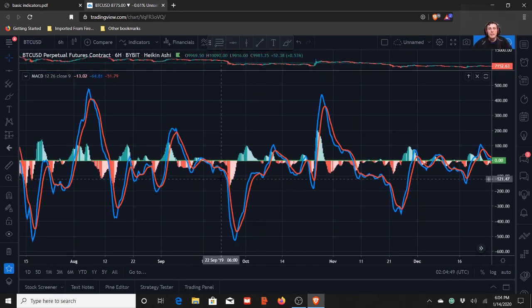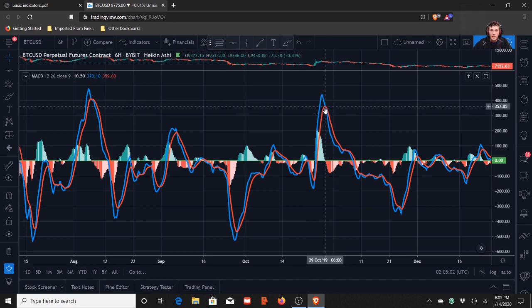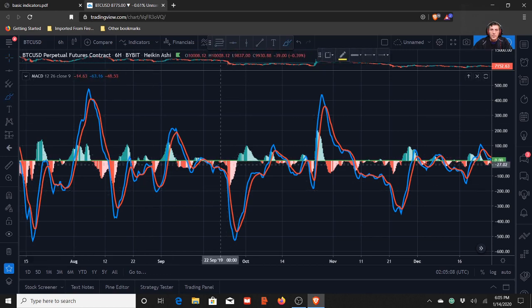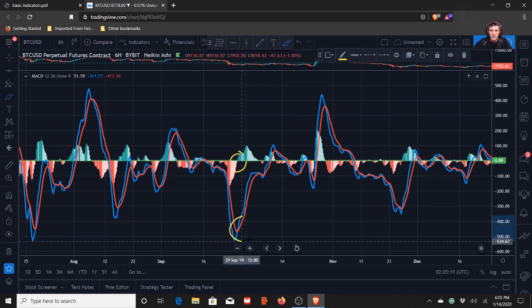Okay, so basically, all this histogram is doing is it dips below 0 and it goes above 0. And all it is telling you is when them lines cross. Okay? So, you can see here, we're coming down, and then right here in this area, we flip from red to green. And when that happens, our lines crossed.